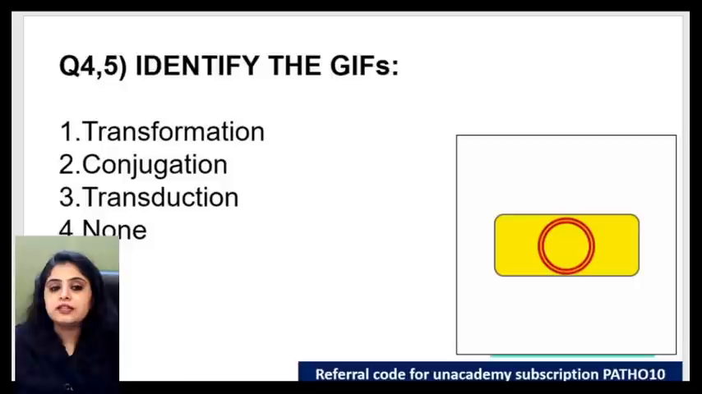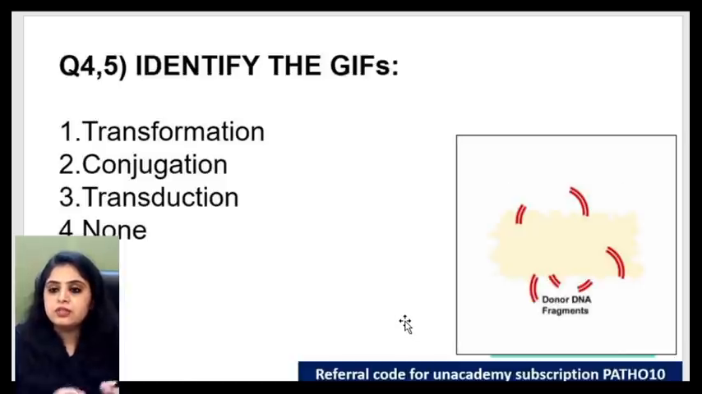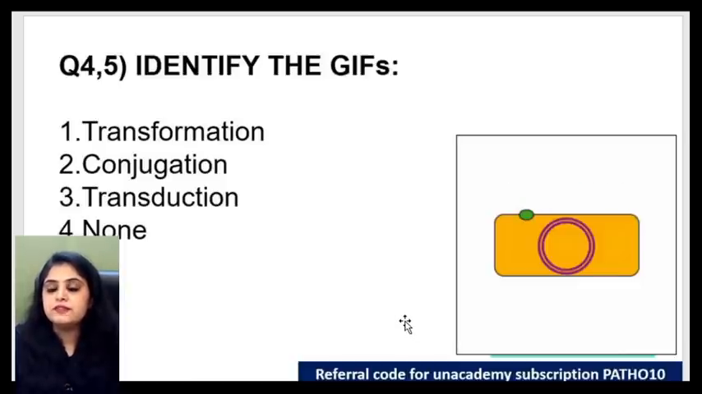Moving on to the next question. Can you identify this particular GIF? It moves slow, but you'll understand. There's a death of a donor bacteria. All the DNA has gone out. Donor DNA fragments have ruptured. This is a recipient bacteria, and it is just going to take up those DNA fragments and recombine them.